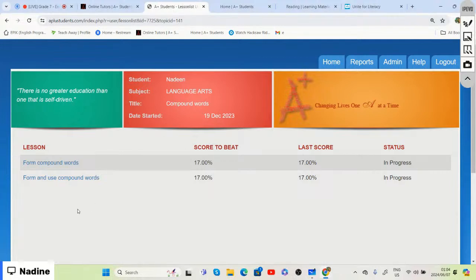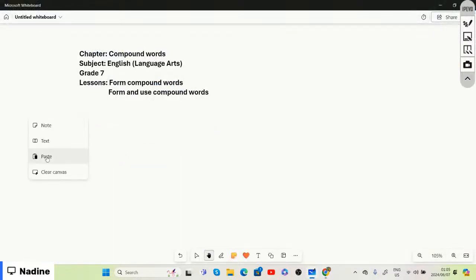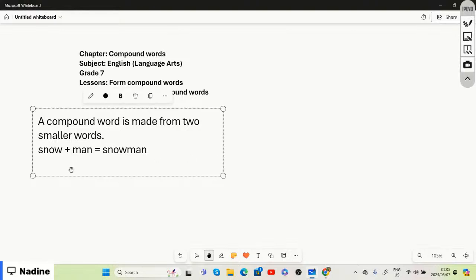And compound words, right? We are going to look at what compound words are and how we can use compound words within a sentence. So when we look at a compound word, a compound word is made up of two smaller words. And there are quite a few words that are made up of two smaller words, and we are going to look at those words.